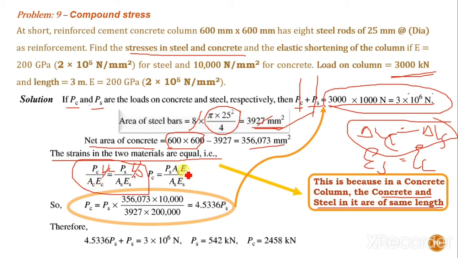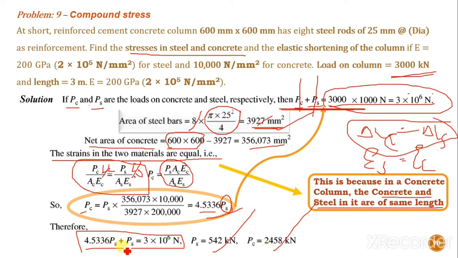Just send these two parameters onto the right side. Substitute all the values in this expression and you will get P C is equal to 4.5336 P S. Now you know P C in terms of P S. So now substitute this value into the equation P C plus P S equals 3000 into 10 to the power of 6 Newton. You will get this equation, and now substituting, you get P S equals 542 kilonewton and P C equals 458 kilonewton.